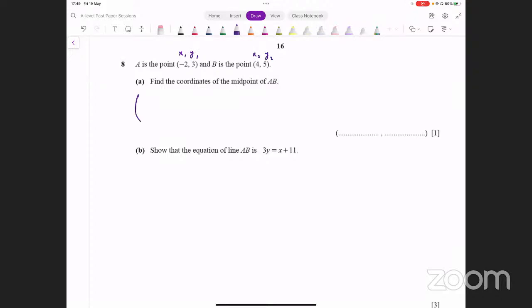Midpoint कैसे आएगा? x1 plus x2, that's minus 2 plus 4 divided by 2. y1 plus y2, that's 3 plus 5 divided by 2. What does that give us? 2 over 2, that's 1, and 8 over 2, that's 4. Midpoint is 1 and 4. Okay, that was the first part. Let's look at the second one.